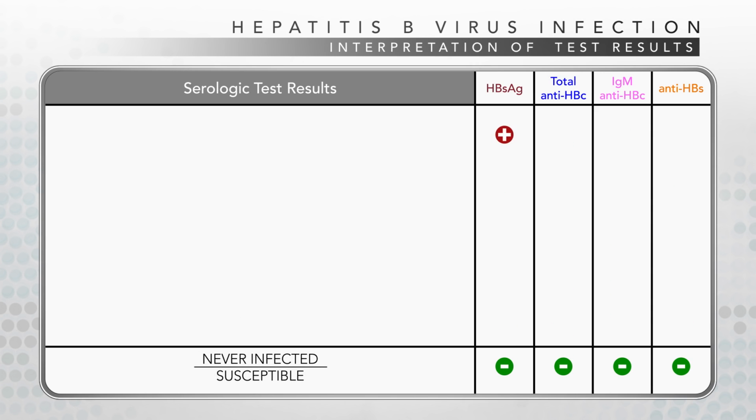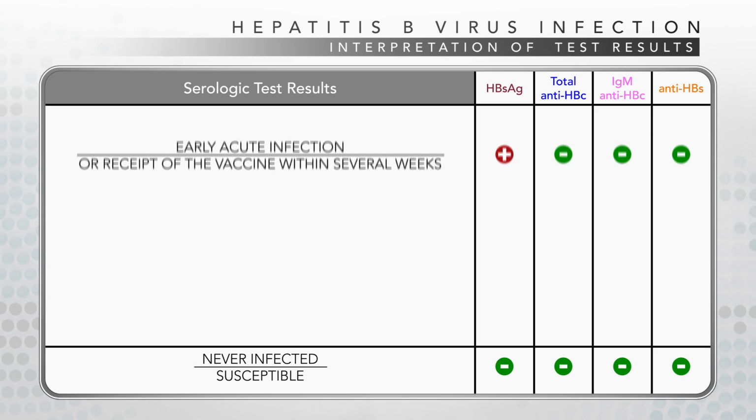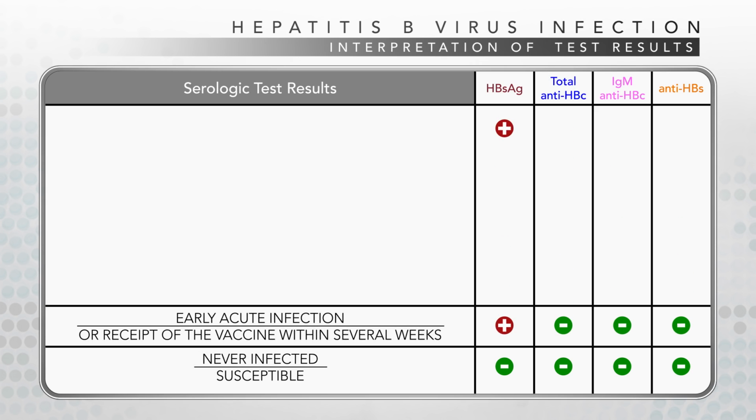Positive HBsAg with the other 3 tests being negative indicates early acute infection, but could also indicate receipt of the vaccine within several weeks. This is a transient effect. Positive HBsAg, total anti-HBc, and IgM anti-HBc with negative anti-HBs indicates acute infection.